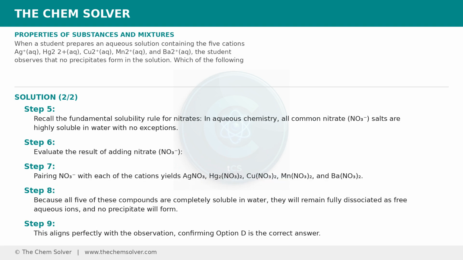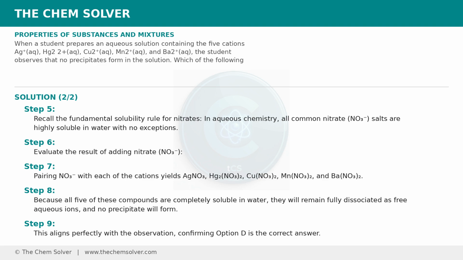Recall the fundamental solubility rule for nitrates. In aqueous chemistry, all common nitrate, NO3-, salts are highly soluble in water with no exceptions. Evaluate the result of adding nitrate, NO3-, pairing NO3- with each of the cations yields AgNO3, Hg2(NO3)2, Cu(NO3)2, Mn(NO3)2, and Ba(NO3)2.